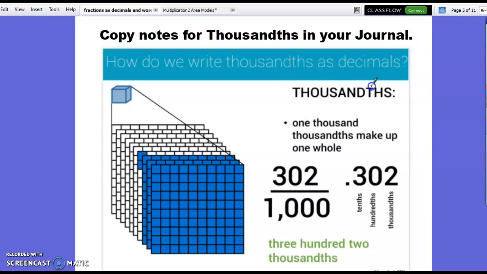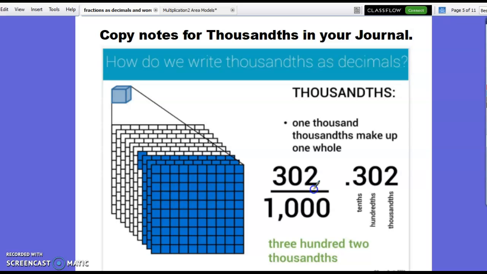Then here's our thousandths, which is what we added in. So it's magnified in, and what you guys have been seeing are those tiny little lines. Inside of 1/100th, there are these tiny little thousandths that are magnified. 1,000 make up one whole. So you have 1,000 tiny little lines.